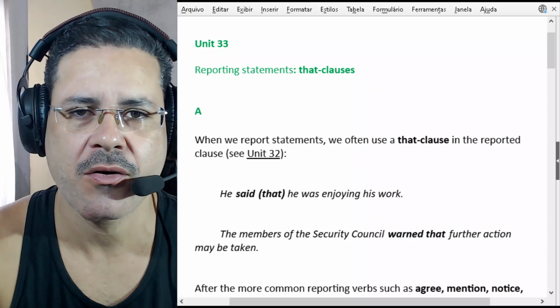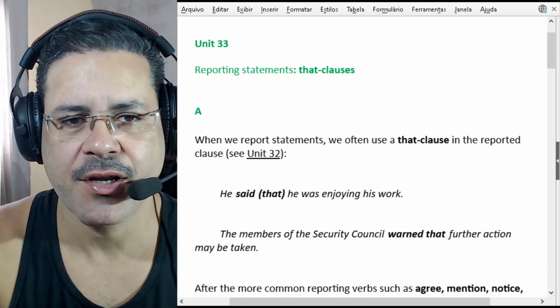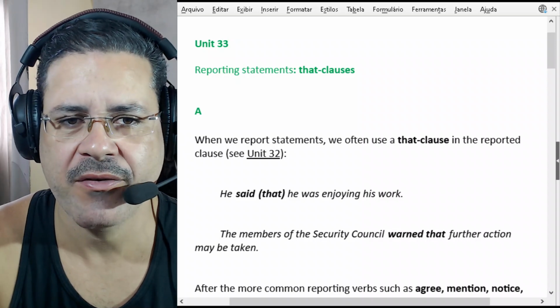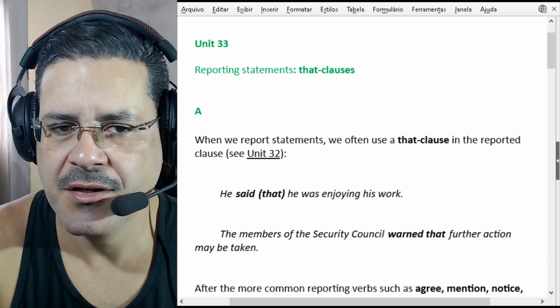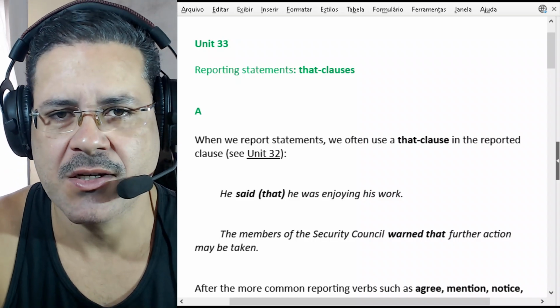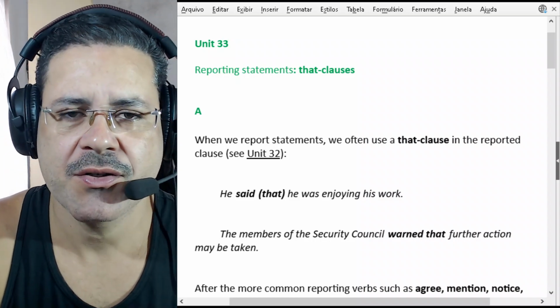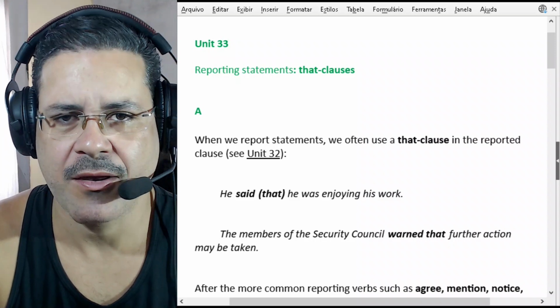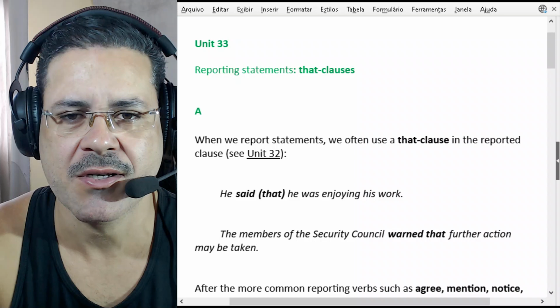Today we're gonna go through another English lesson. This is Unit 33 of our journey. 33 units out of 100 is my expectation. We're talking today about reporting statements. Basically, we're talking about that clauses.